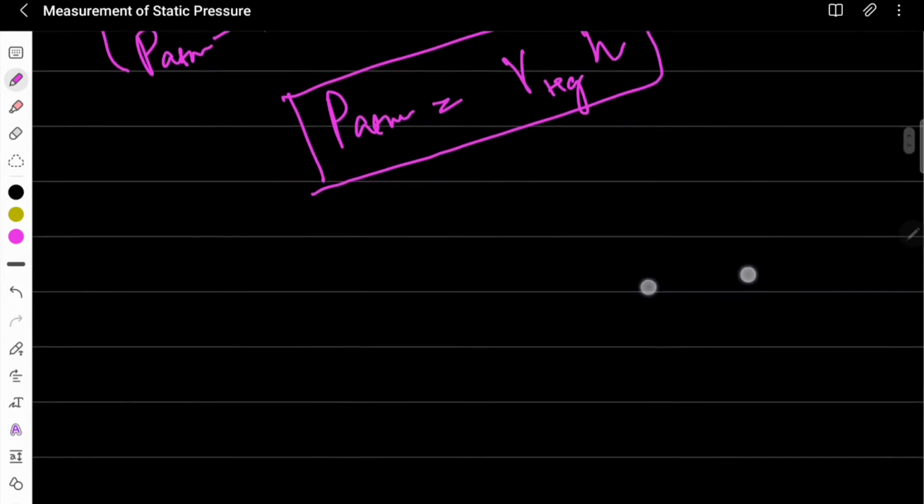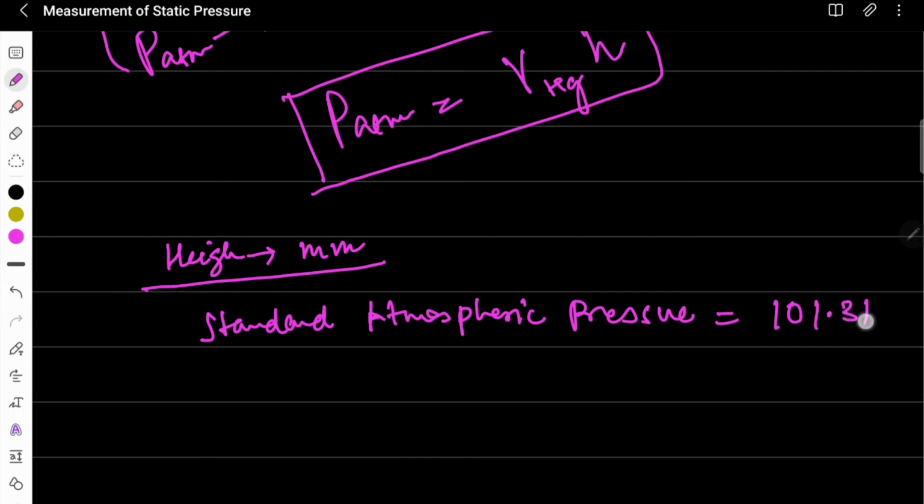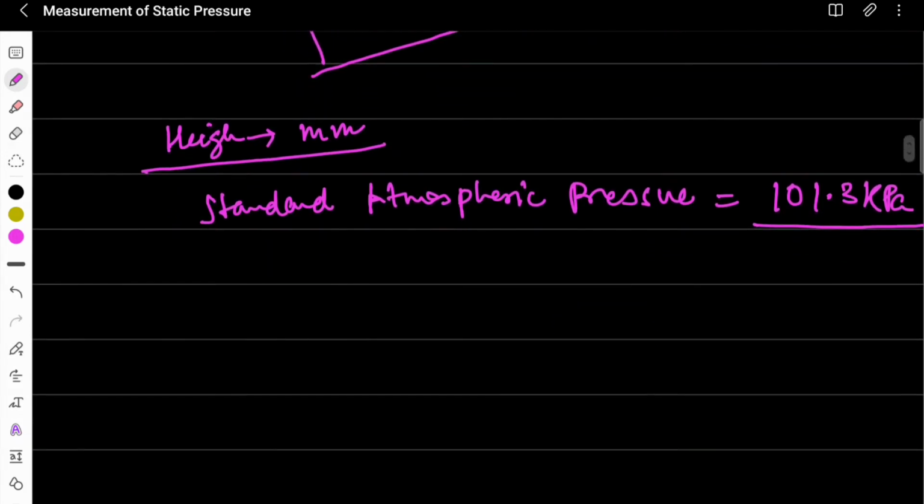Now normally we measure the height of the mercury in the column in millimeters. If height is measured in millimeters, then accuracy will be more. Standard atmospheric pressure is equal to 101.3 kPa, that is kilopascal. Now in order to achieve this pressure, the height of the mercury column required is exactly 760 mm.